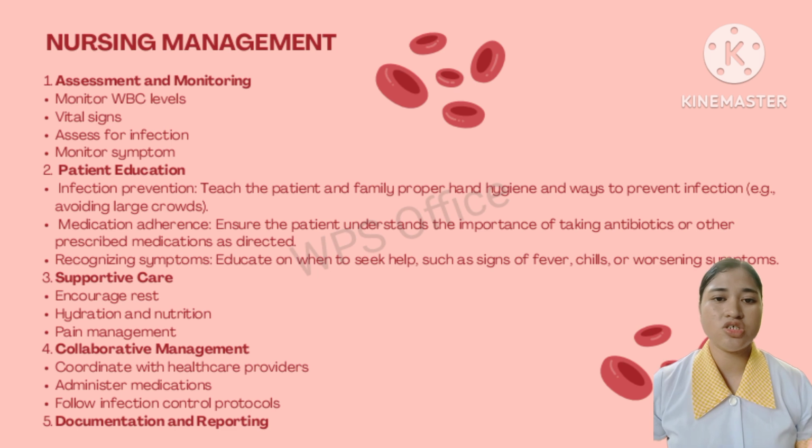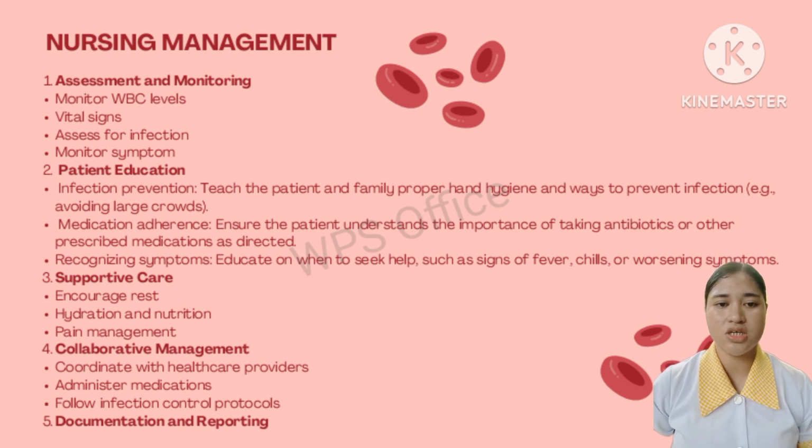In patient education, there are infection prevention, medication adherence, and recognizing symptoms. In infection prevention, teach the patient and family proper hand hygiene and ways to prevent infections, example, avoiding large crowds. However, in medication adherence, ensure the patient understands the importance of taking antibiotics or other prescribed medications as directed, and recognizing symptoms. Educate on when to seek help, such as signs of fever, chills, or worsening symptoms.